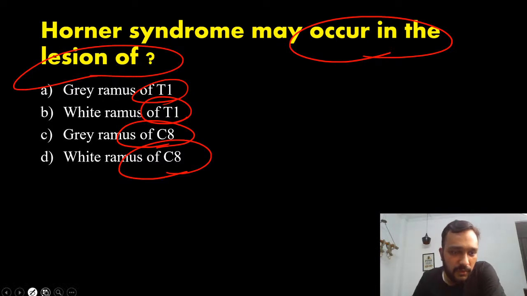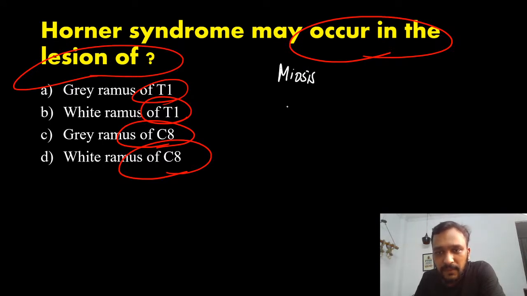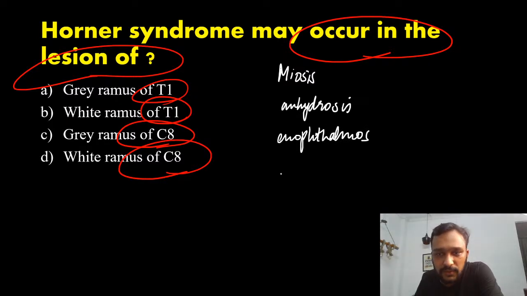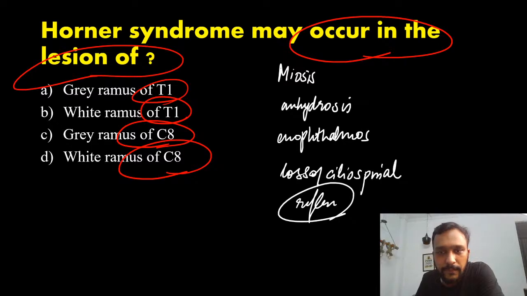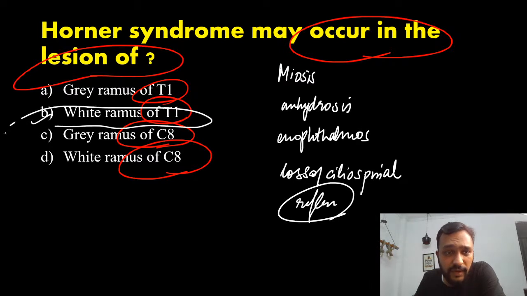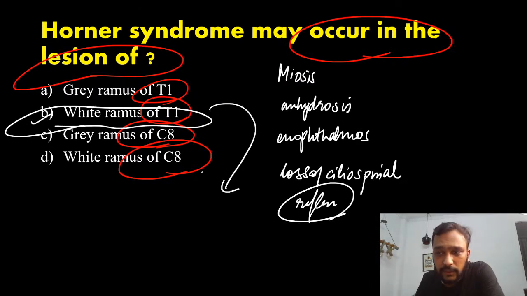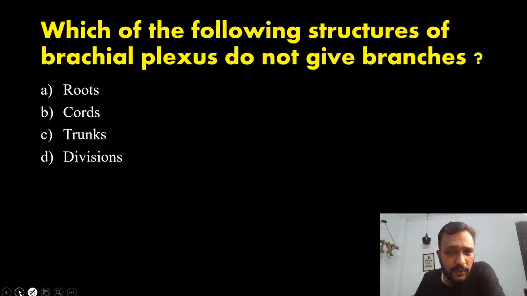So guys, we all know the features that we are going to see in Horner syndrome. These include miosis, anhidrosis, enophthalmos, and loss of the ciliospinal reflex. Now the question is, Horner syndrome occurs in the lesion of the white ramus of T1. Okay. Then moving on to the next question.